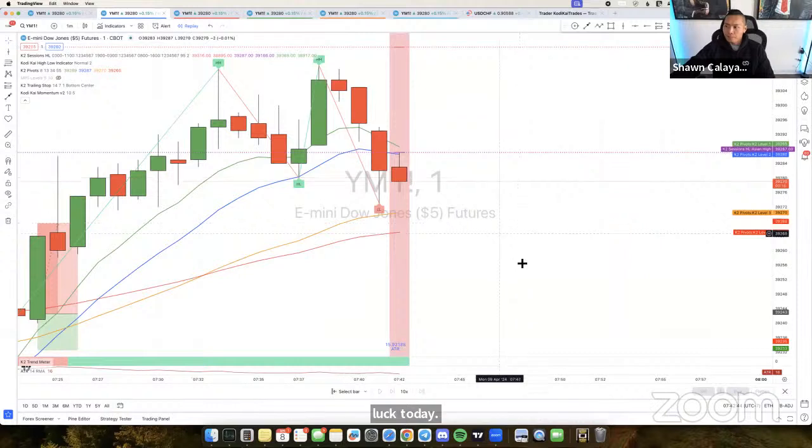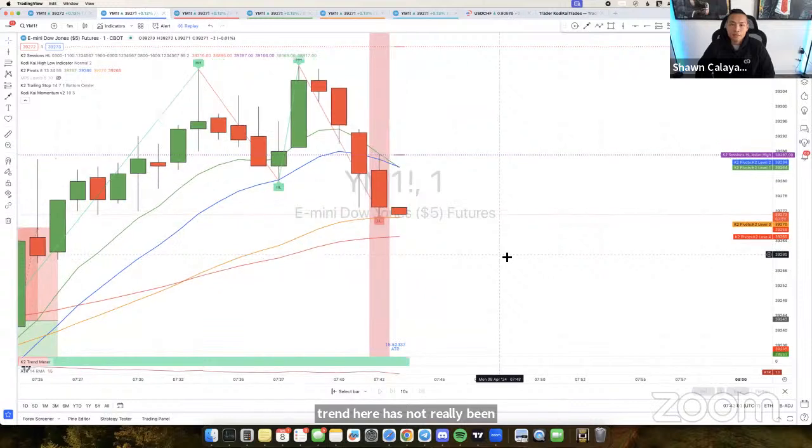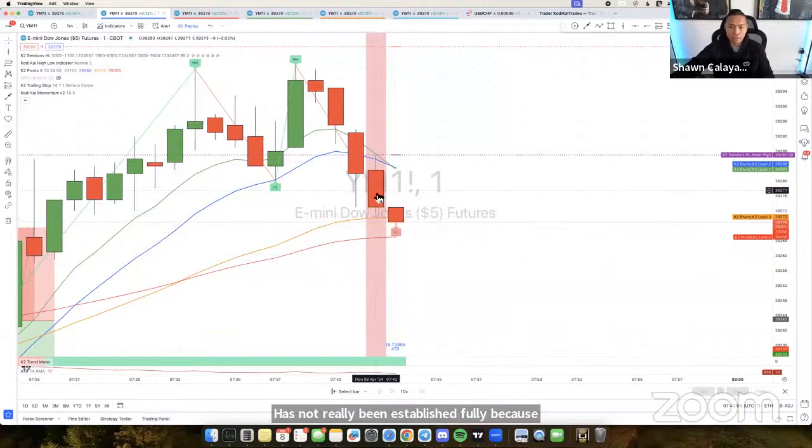Let's see. Nick said, I noticed price hasn't pushed 100 points either way as well. So technically no trend was established at all today. Yeah. If you're looking at the actual numbers, the trend here has not really been established fully because price has kind of just been going back and forth. I mean, there's no entry here, guys.